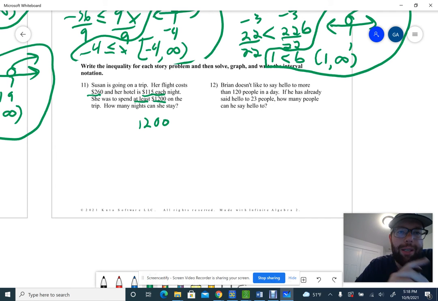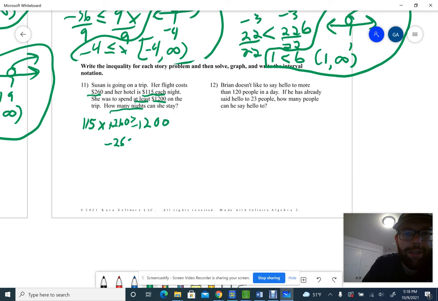I know that it's going to be 115 each night, and I'm trying to figure out how many nights, right? So 115 times the number of nights. She has that one-time fee of 260, so plus 260. And she wants to spend more than 1,200, right? So the side with the X has to be bigger. And she can spend exactly 1,200, so it'd also be an equal. So there's the inequality. And it's just a two-step one, right?